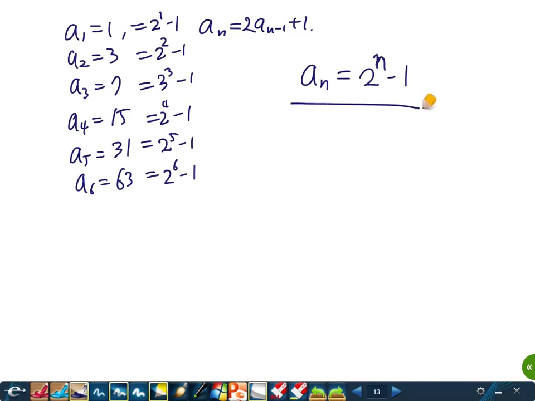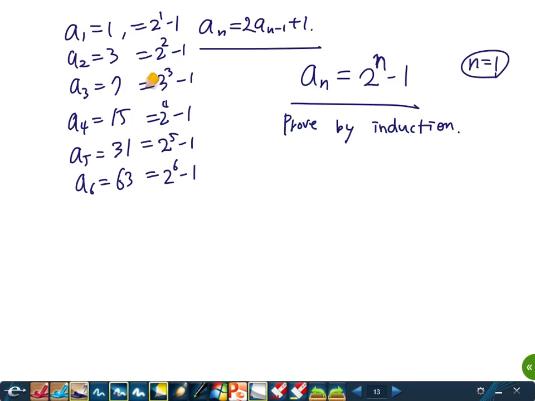If you have a correct guess and recurrence relation, then proving that this is true in general is easy by induction. How? You know, n equals 1 is clearly true, or we have already done. Suppose this is true for n and n plus 1. What is a_{n+1}? Using the recurrence relation, it is 2 times a_n plus 1. But by the induction hypothesis, we assume that it's true for n. 2 times 2 to the n minus 1 plus 1.